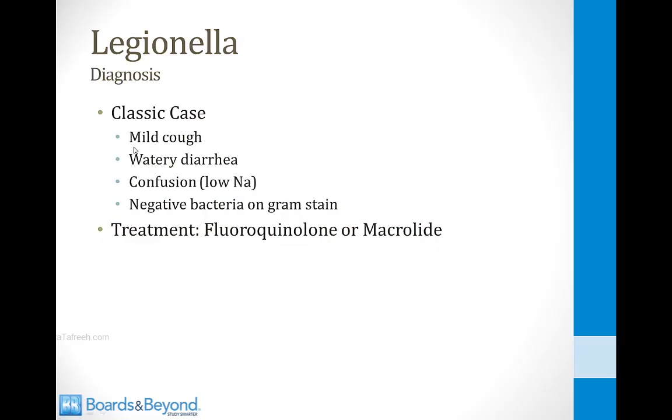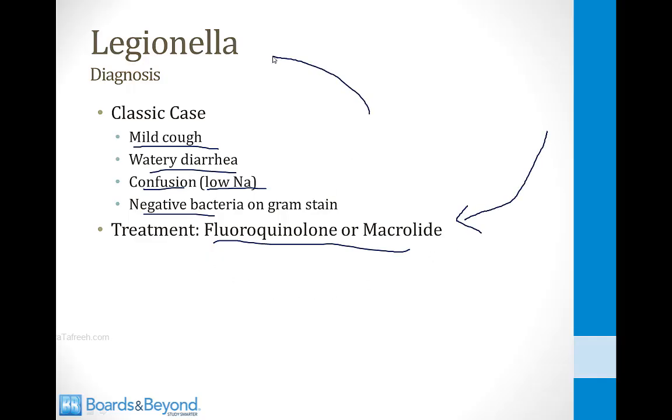So the classic case is someone who has a mild cough with watery diarrhea, and then they get confusion from the low sodium, and then they may have no bacteria on gram stain because, remember, it's poorly visualized. And it's treated with fluoroquinolones or macrolides, and these are both antibiotics used to cover atypical bacteria that cause pneumonia, and Legionella is one of the atypical bacteria causes.